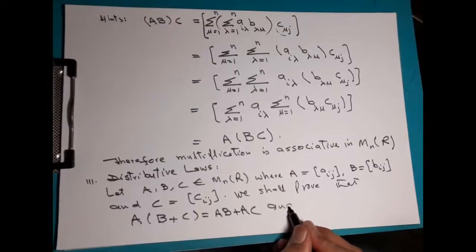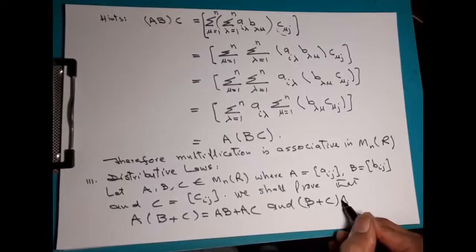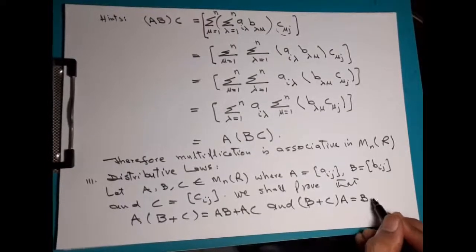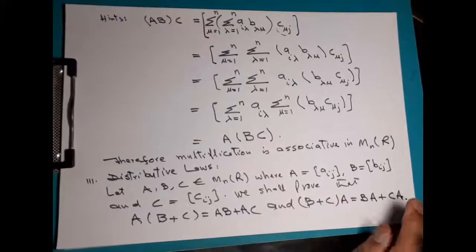And if we add B with C and multiply with A from the right hand side, this has to be equal to BA plus CA. This is the right distributive law. So this is what we have to establish. So in order to establish that, let me write, in fact, this will contain all the details, but let me put it as hints.